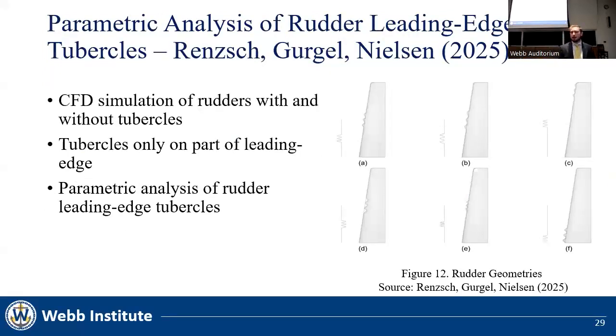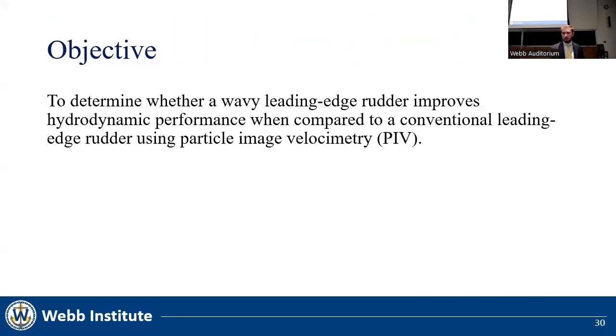More recently, this paper by Wrench, Gergel, and Nielsen conducted CFD simulations specifically on rudders with and without tubercles. They observed similar results, but only placed the tubercles on specific portions of the leading edge. Some locations aimed at delaying stall, while others hoped to avoid ventilation. They also analyzed the effects of parameters like amplitude and wavelength and established optimal ratios. This brings us to the objective of this thesis, which is to determine whether a wavy leading edge rudder improves hydrodynamic performance when compared to a conventional leading edge rudder using particle image velocimetry.